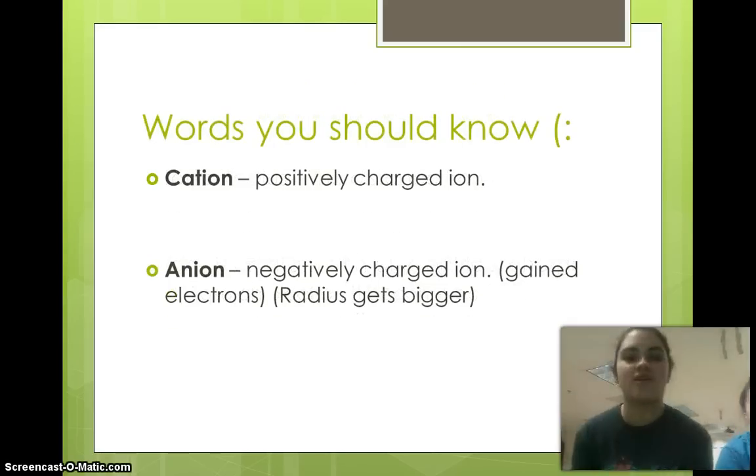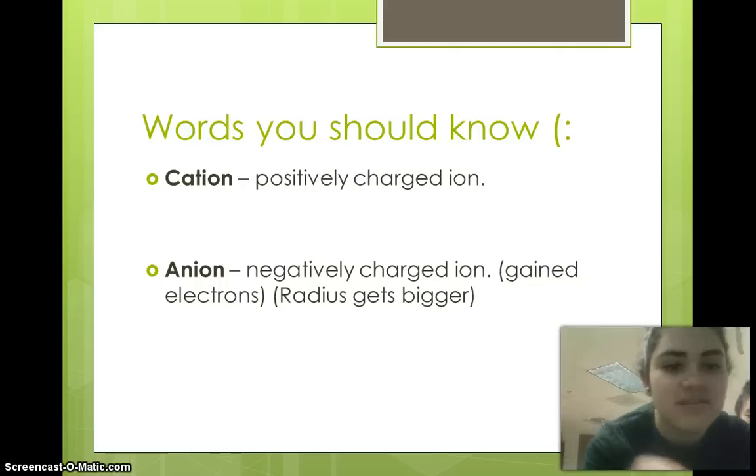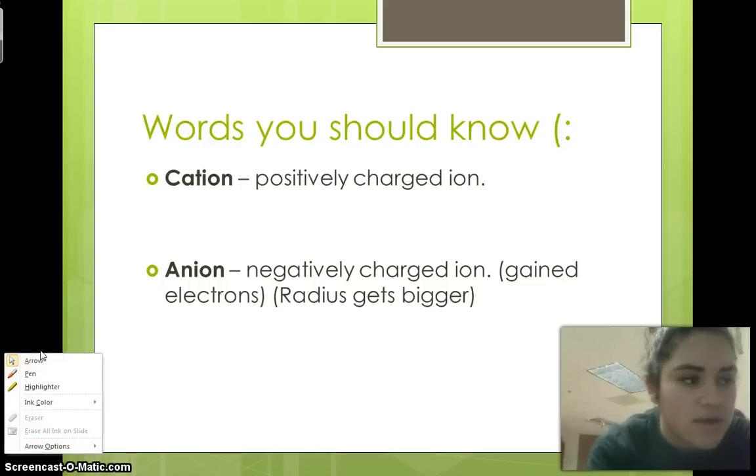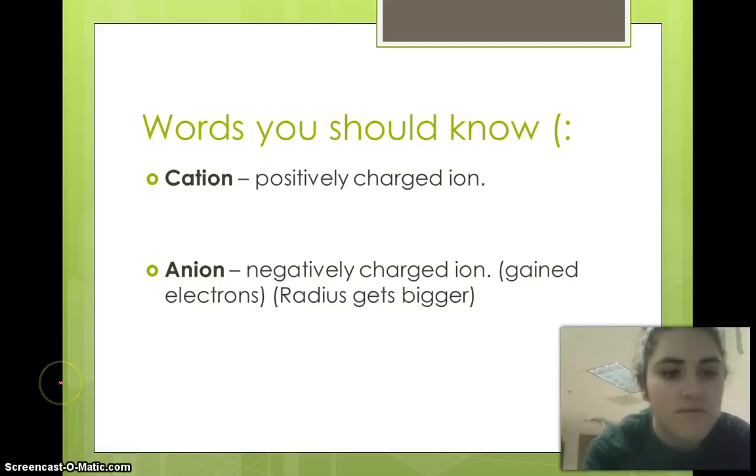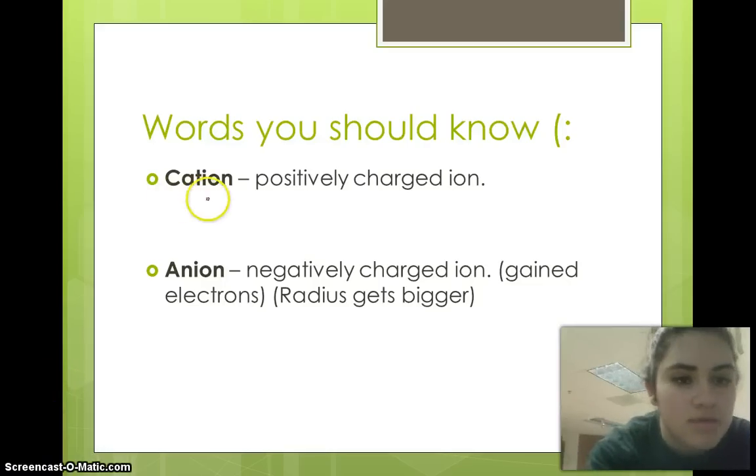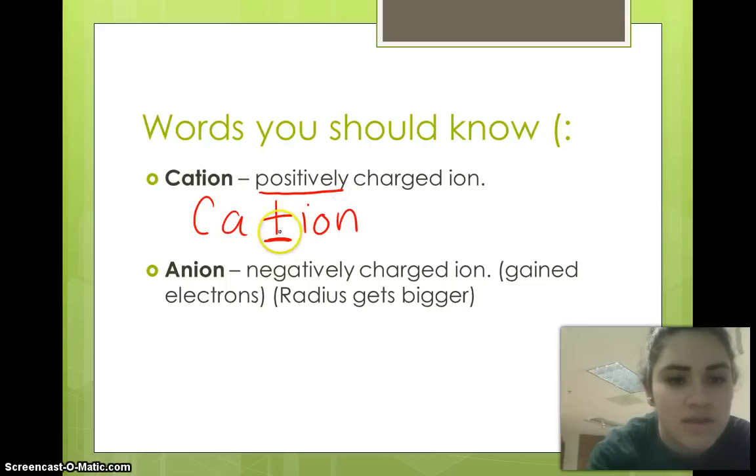Here are a couple words you guys should know. The first one is the cation, and it's a positively charged ion. And when the radius gets smaller, it loses its electrons. A good way for you guys to remember that is when you spell out the word cation, the T is a positive charge. So remember, T, positive, cation.